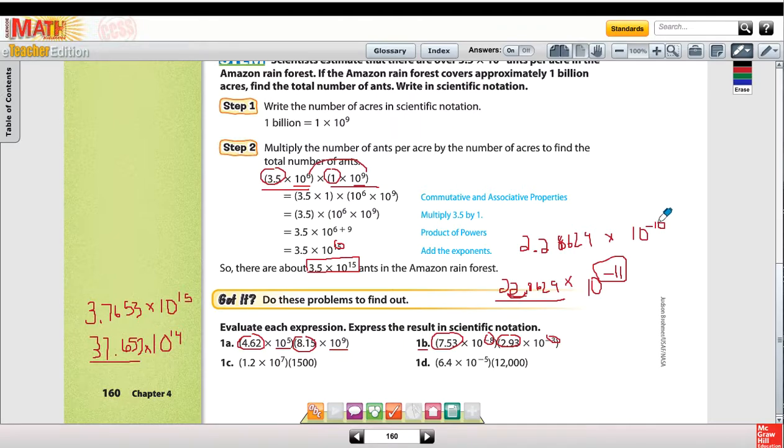Okay, so when you're multiplying with scientific notation, it's pretty straightforward. You just do the multiplying and you do the adding of the exponents, but you do have to pay attention to your answer. Go ahead and try 1C and 1D on your own by pressing pause and working them out on your paper, and then press play when you're ready to check your answer.